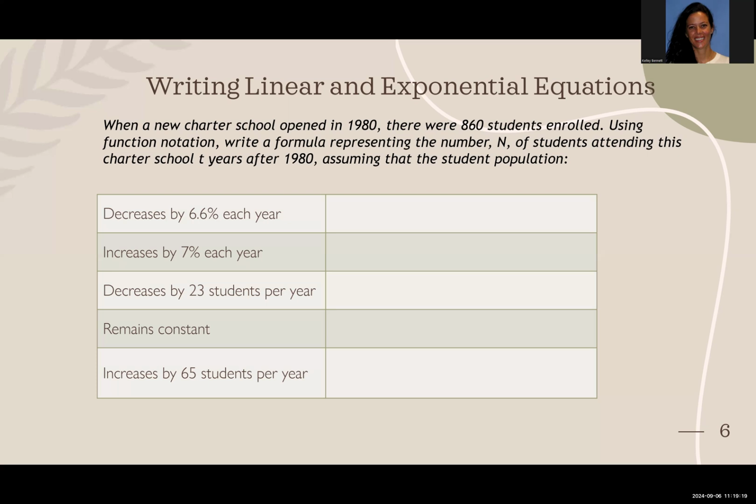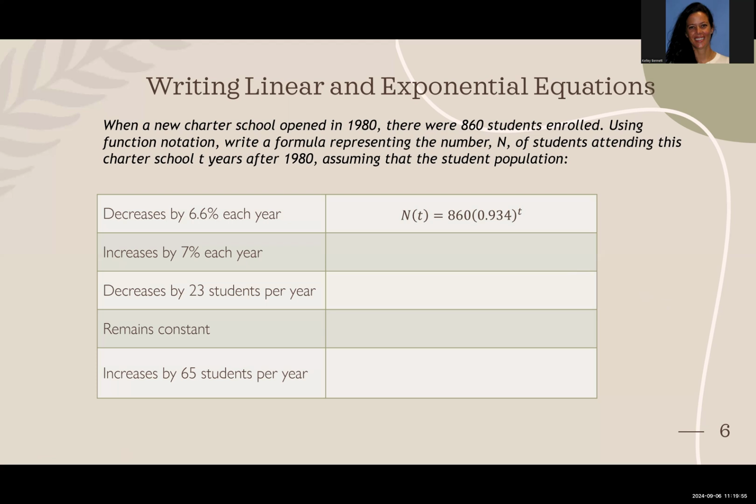So to begin, we're going to say that there's 860 students enrolled, and the first type of change is going to be a decrease by 6.6% each year. So we've seen previously how exponential models are set up. You have your initial value times 1 plus or minus r to the power, in this case, t. So for us, it's going to be 860 times 0.934 to the t.